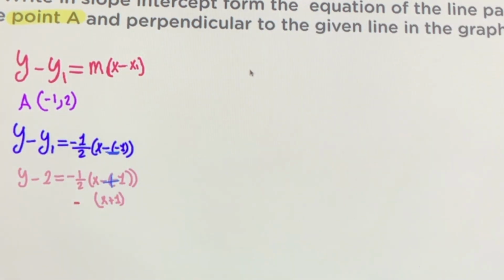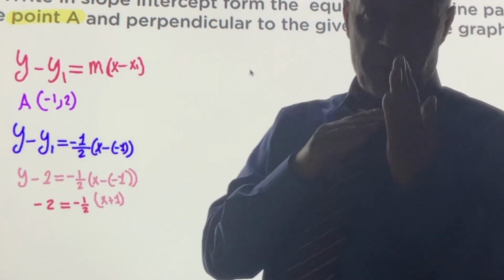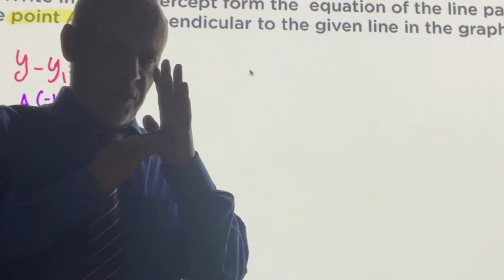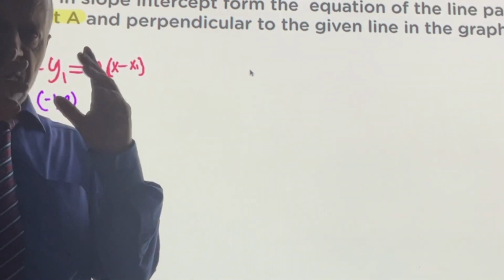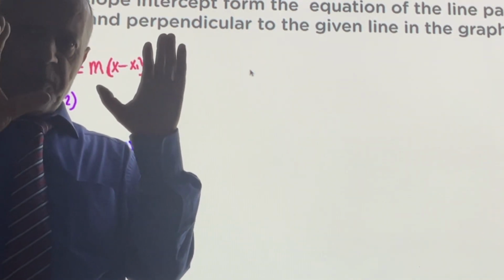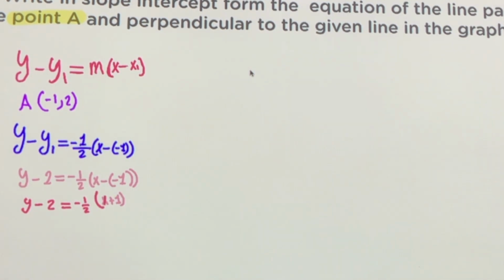This is how you answer this question. That's all. Just remember the slope of the perpendicular. Okay? You reverse everything. Okay? If you have a slope 2, the perpendicular is 1 over 2, and minus. Okay? Now we are done.